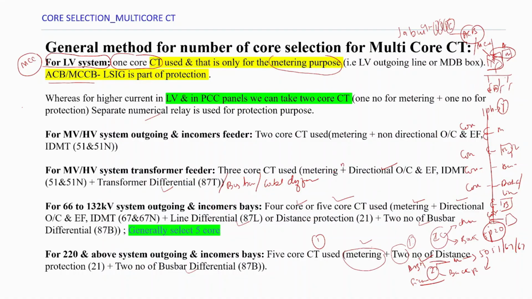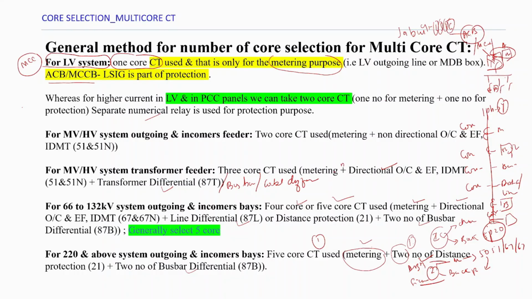Clear? Yes. So for the bus bar, it is just one core that will be used for the main and check. The main and the check. Yes. But for the distance, you're saying that two separate cores will be used, one for main as well as backup? Sorry, for the overcurrent, you mean? Overcurrent, yes, one for the main and backup. For distance or line differential, either of the things they will use.